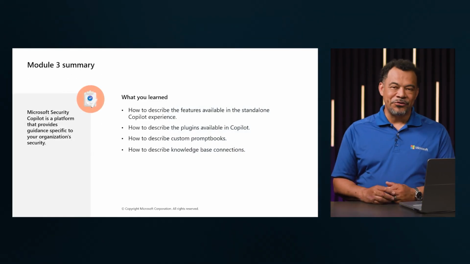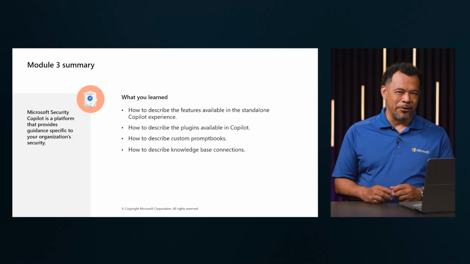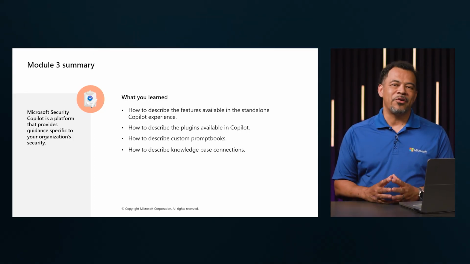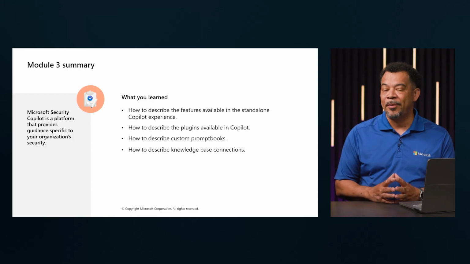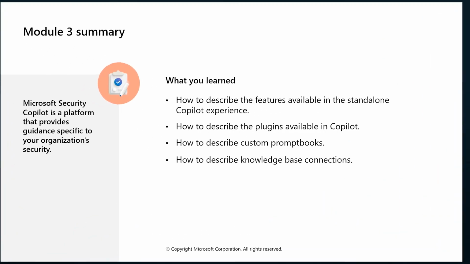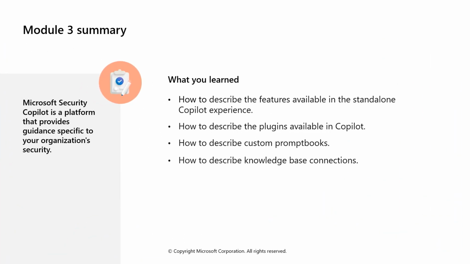So this concludes our Module 3. So what have we learned? We've talked about how to describe the features available in the standalone Copilot experience. We've talked about how to describe the plugins available in Copilot. We've talked about how to describe custom prompt books. And we've talked about the knowledge-based connections that are available.